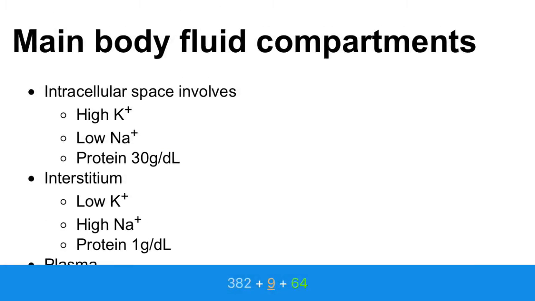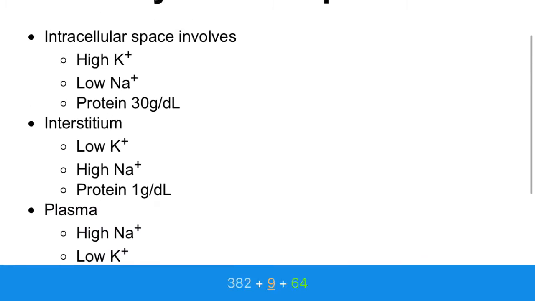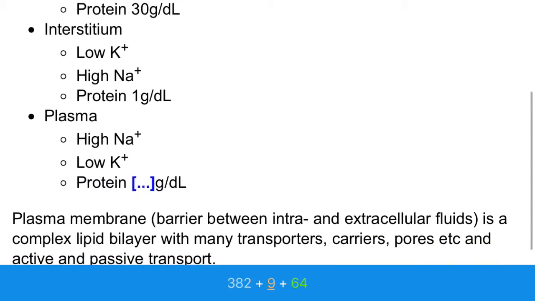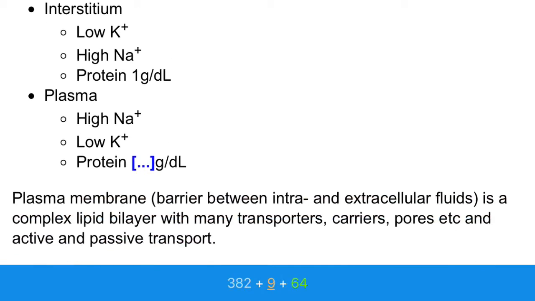Okay, main body fluid compartments. Right. Okay, so in these, the baseline looks bad. Anyway. Right. Okay, so protein in the plasma is about 7 grams per deciliter. What's funny about that, unexpected, is that in the interstitial space it is 1 gram per deciliter. So that's kind of crazy.